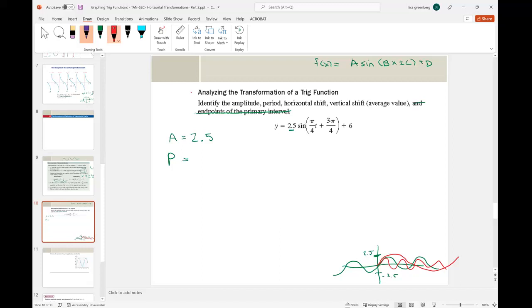So remember, I just gave it to you. The new period is equal to the old period divided by B. Or well, I don't want to say old, I should say original. Remember, I just told you that. And what's our period for sine?